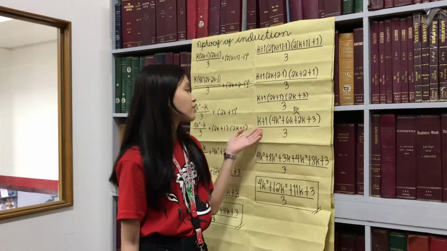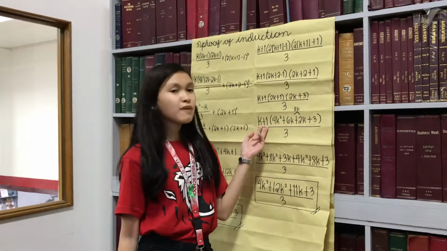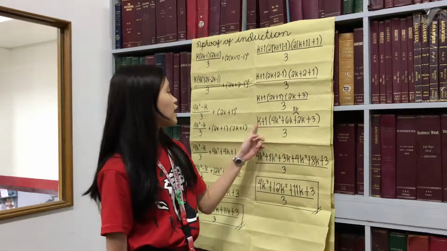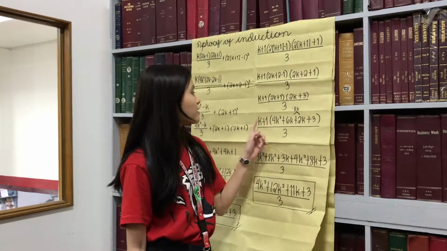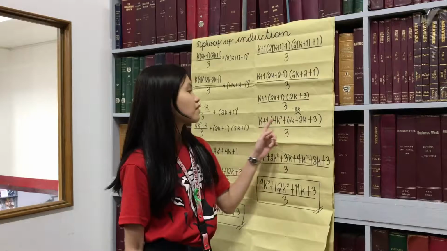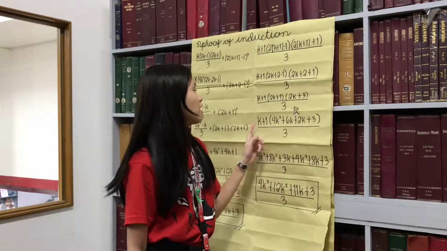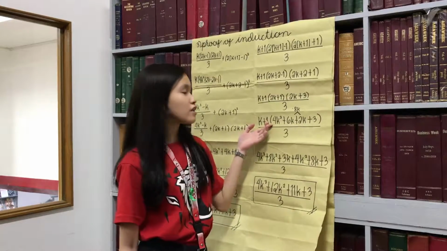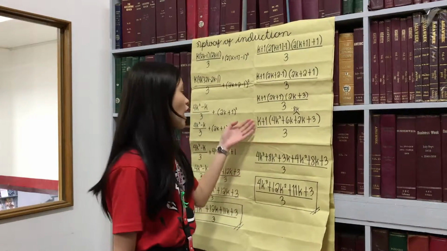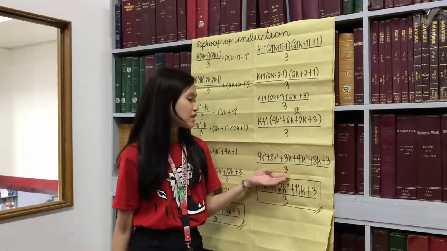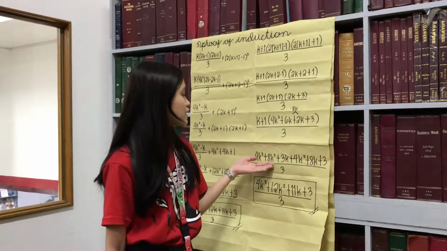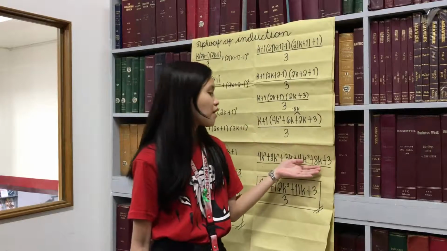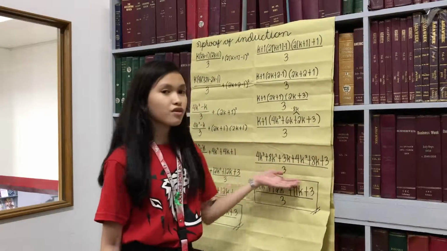The next thing is that you'll distribute this binomial to the quantity here. So it will be like this: k times 4k squared, k times 8k, k times 3. And you also do that to the positive 1. After doing that, it will result in 4k cubed plus 8k squared plus 3k plus 4k squared plus 8k plus 3 all over 3.